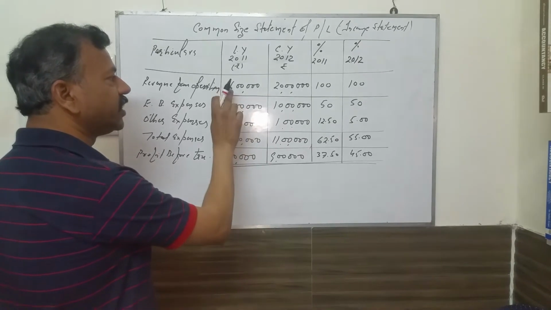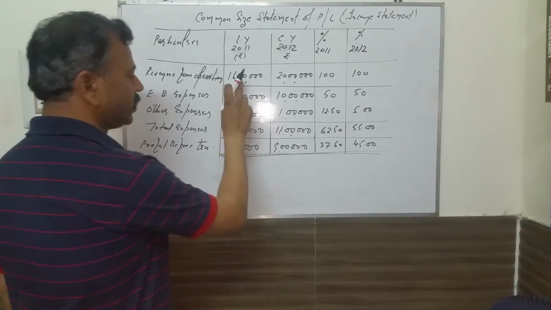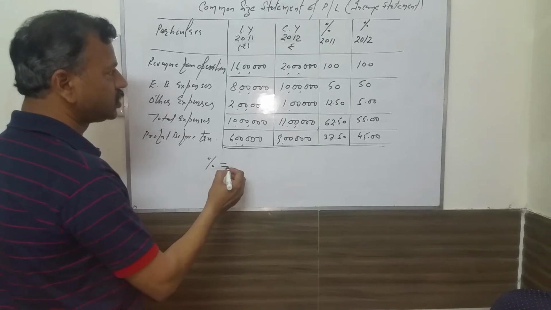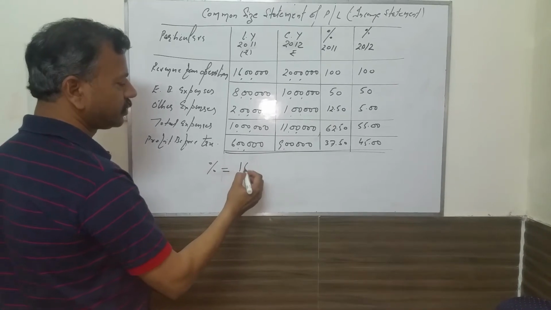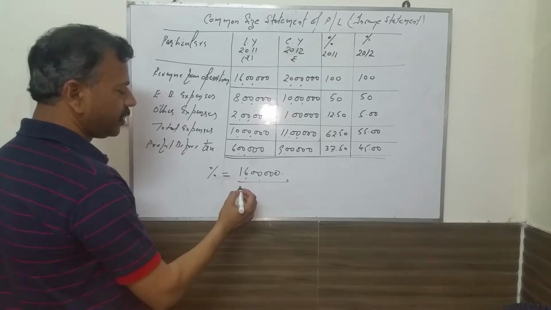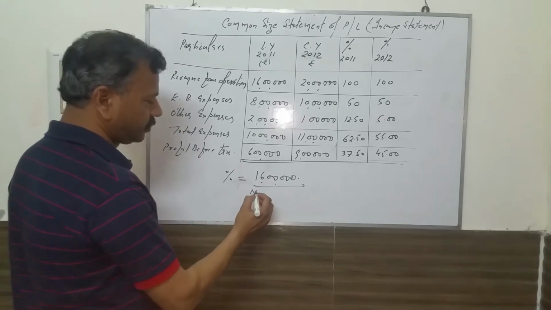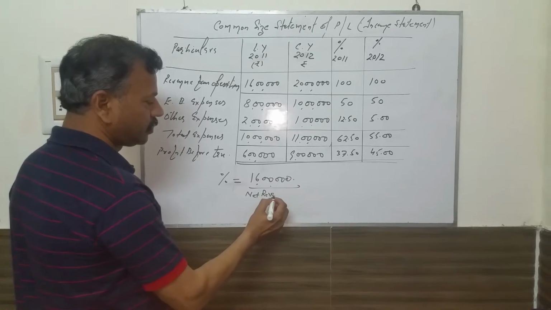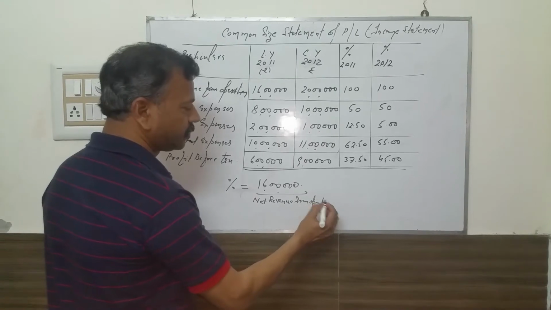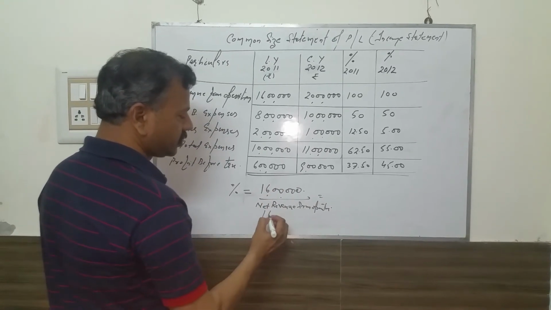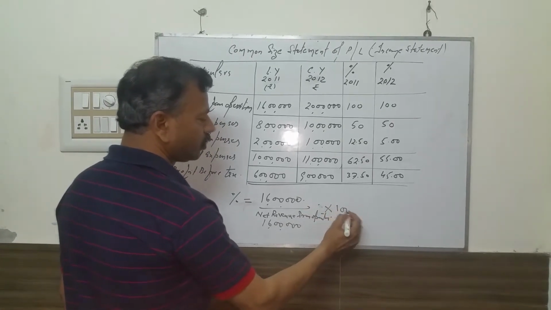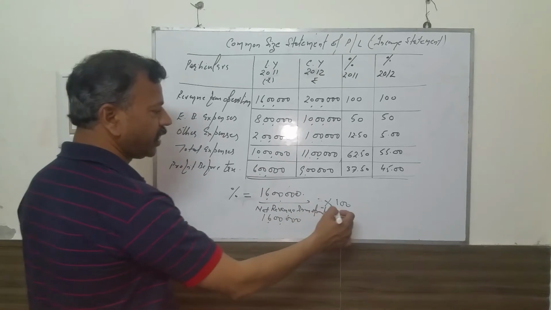Suppose you want to calculate the percentage for 16 lakh. For the calculation of percentage, you will use the actual amount divided by net revenue from operation. Net revenue from operation means 16 lakh, into 100. 16 by 16, you will get 100%.